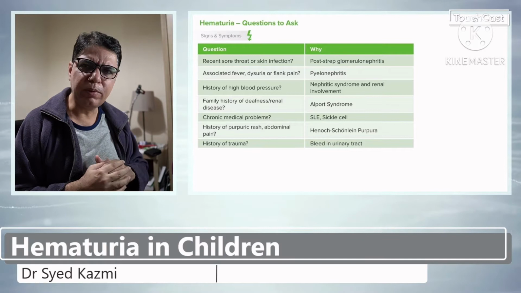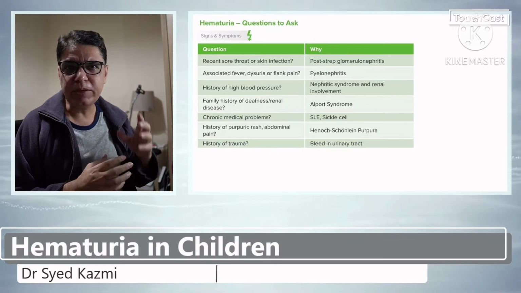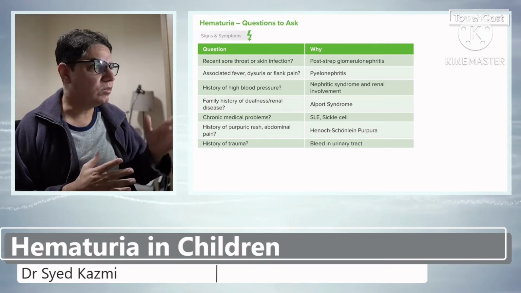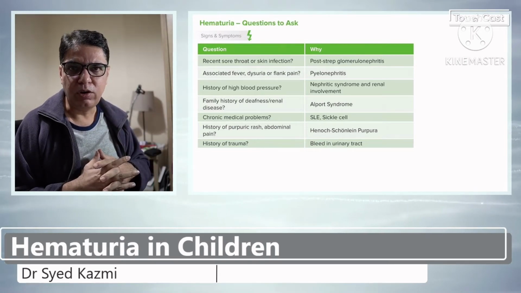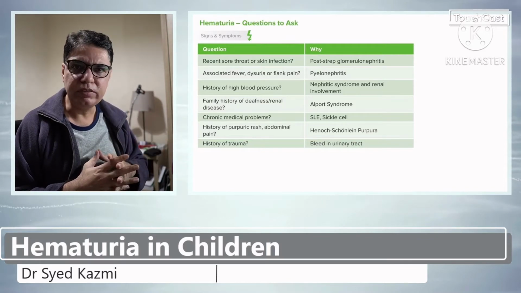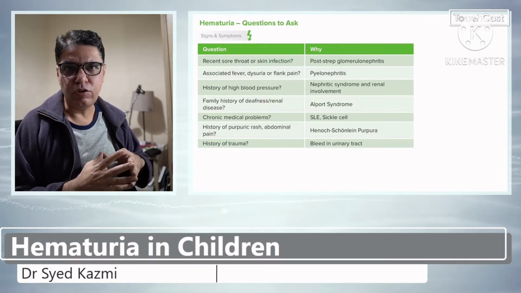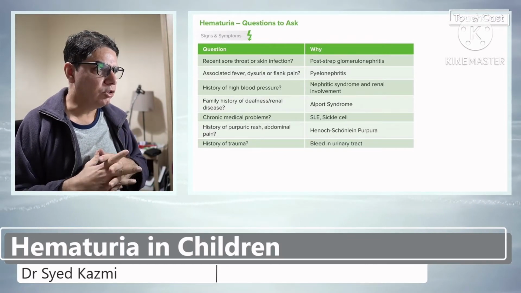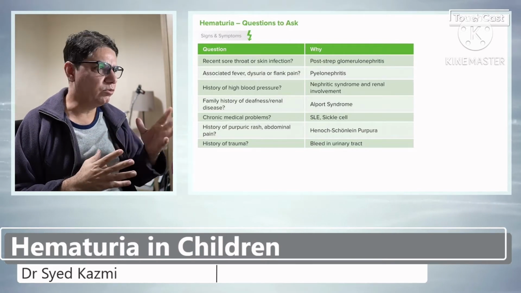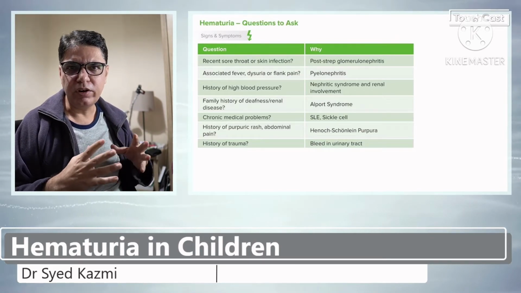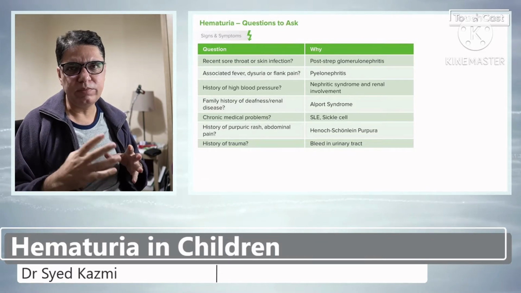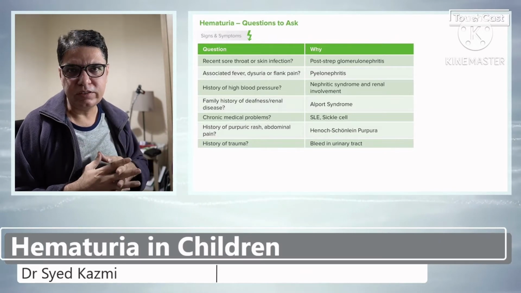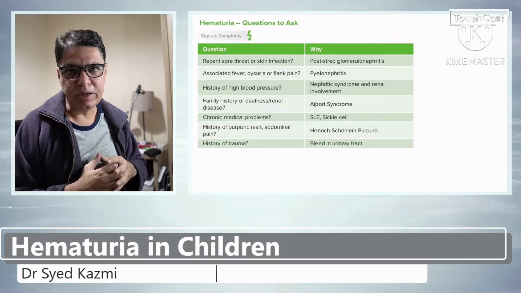You also have to ask about a family history of renal disorders, and especially whether it is associated with deafness or not, because Alport syndrome can have an autosomal dominant pattern in families, and it can present with a history of renal involvement, hematuria, and deafness in successive generations. You should also ask about associated medical problems. If somebody is already a diagnosed case of SLE, then obviously if they present with hematuria, you can attribute that hematuria to SLE. If they have a history of sickle cell disease, you can think that the hematuria is being caused by sickle cell crisis.